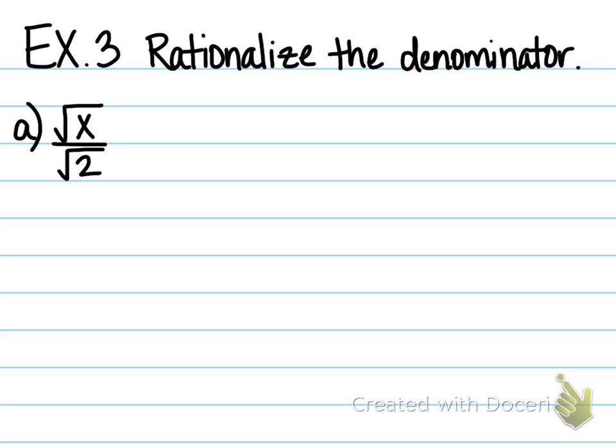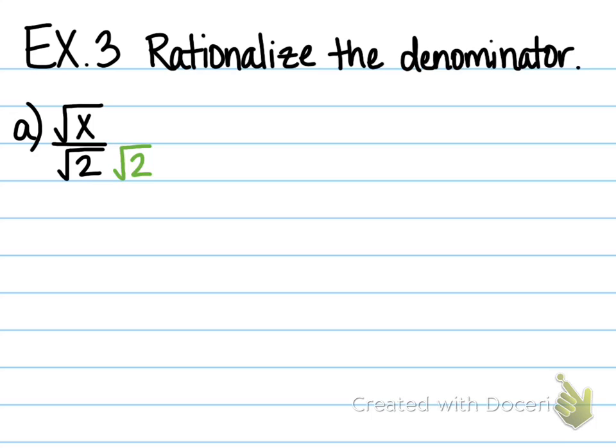So I can't leave that square root on the bottom, so I'm going to multiply the top and bottom times whatever will make that square root of 2 simplify or cancel out the square root. So since it's a square root, I just need to multiply by the square root of 2.